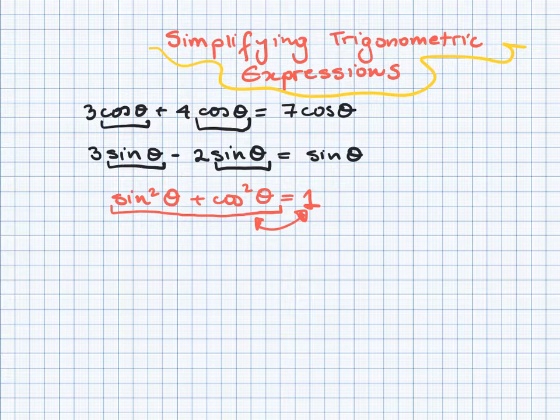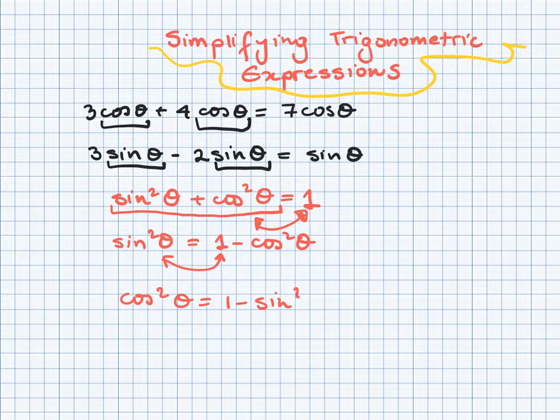From this one, what we can actually calculate is sine to the power of 2 theta is equal to 1 take away cos to the power of 2 theta. And again, it does go both ways, depending on what we need. And then cos to the power of 2 theta is going to be 1 take away sine to the power of 2 theta. And again, it goes both ways.